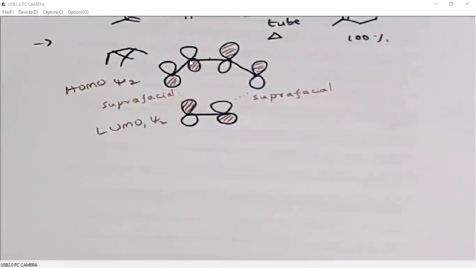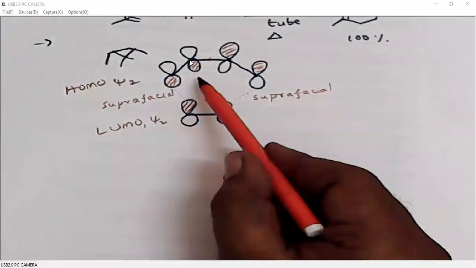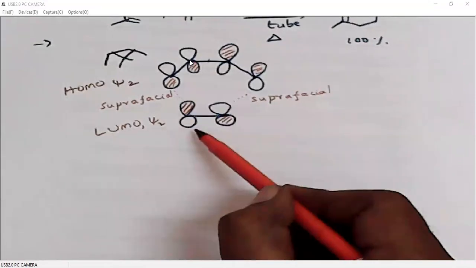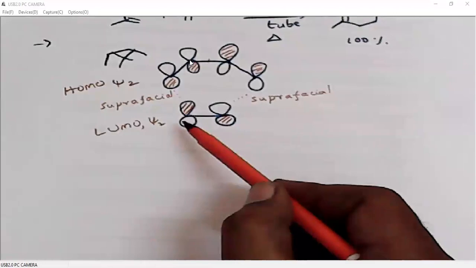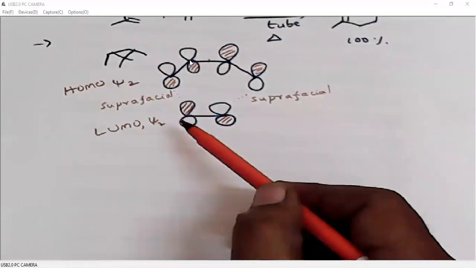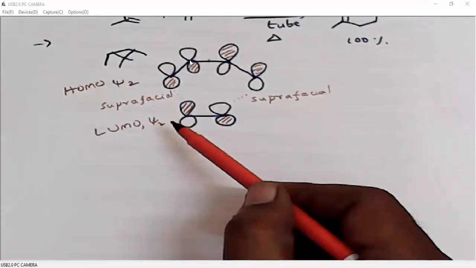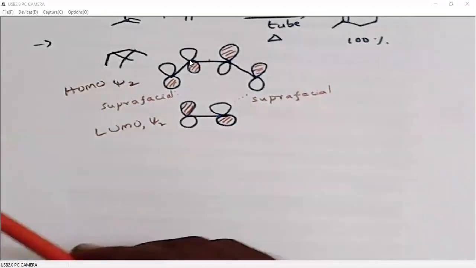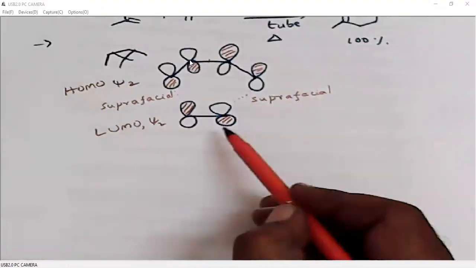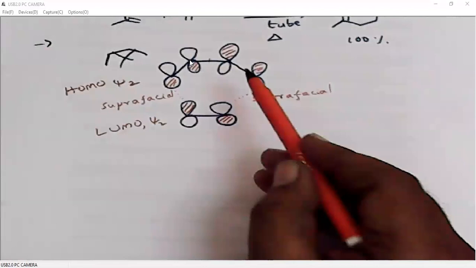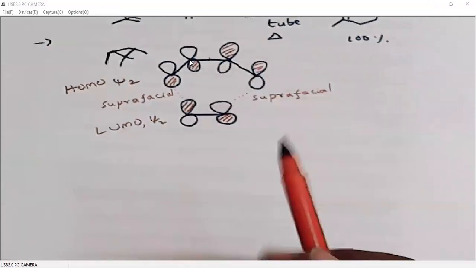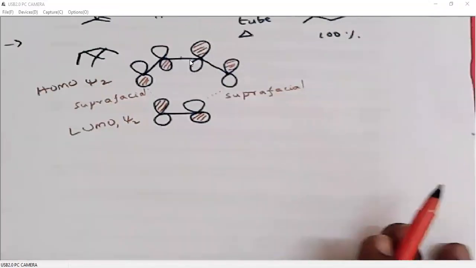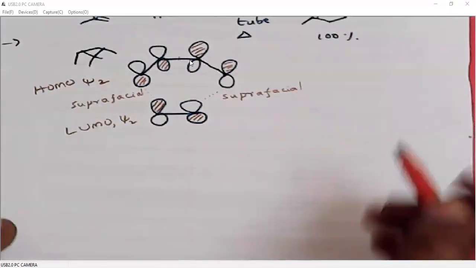Similarly, this is the normal Diels-Alder reaction where the diene reacts with its HOMO and the dienophile reacts with its LUMO. So it is a normal Diels-Alder reaction. Even the reverse is also possible, that means HOMO of the dienophile and LUMO of the diene. The reverse is also possible, but very rare.